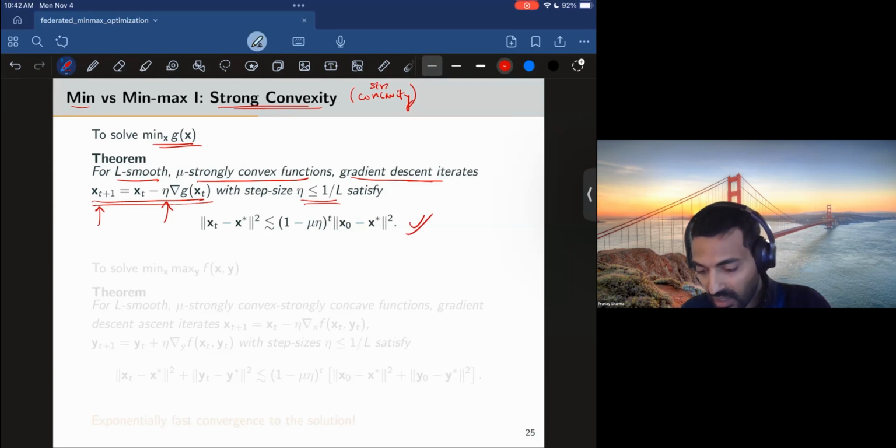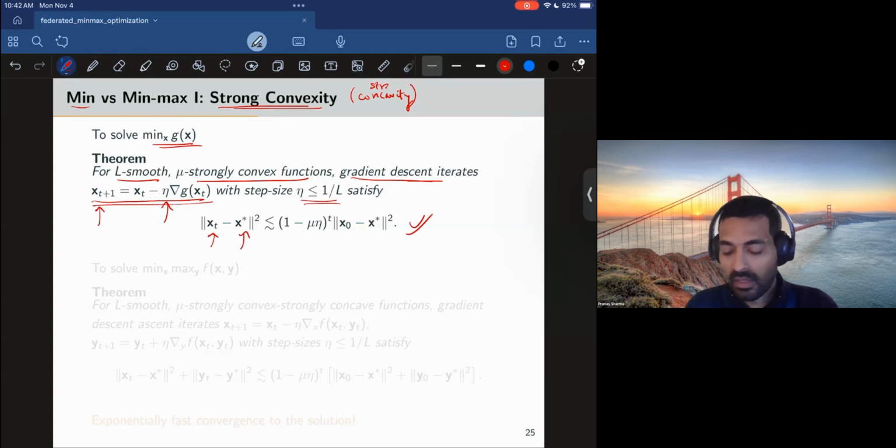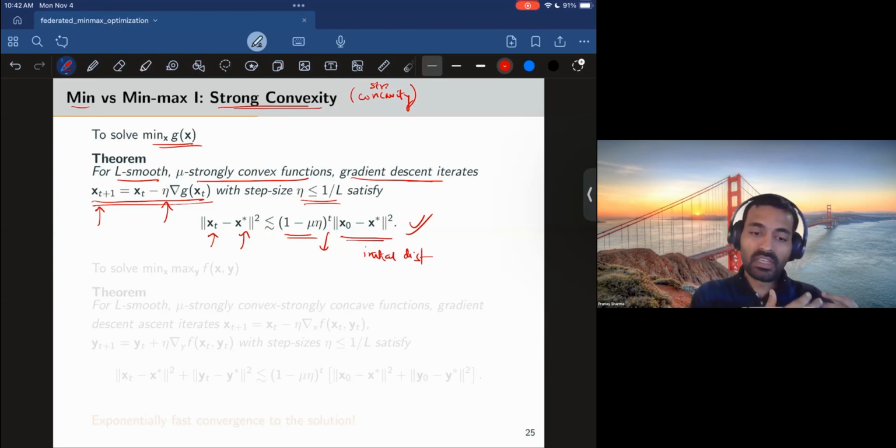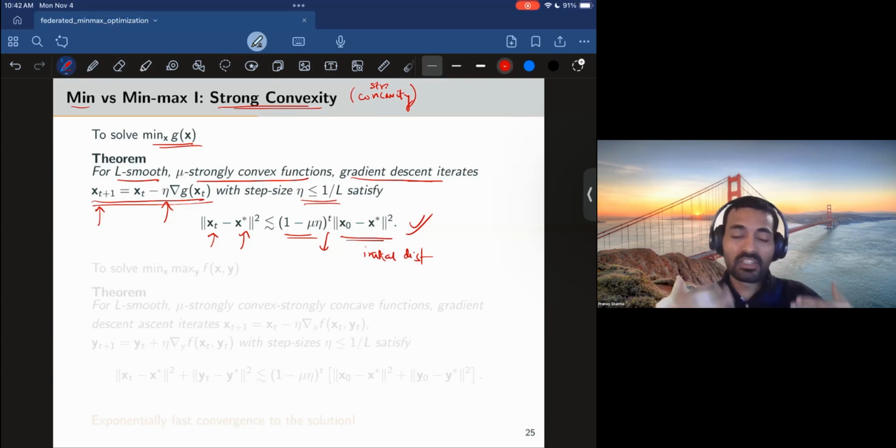What this inequality is saying is that the distance of the gradient descent iterate from the minimizer decays exponentially. You have something which is smaller than 1 and it is raised to the power t, and you get a multiplicative factor in terms of the initial distance. So the distance we are from the minimizer at time step t decays exponentially in t.